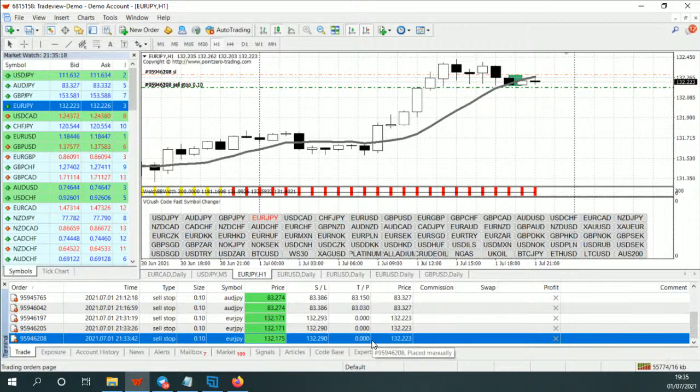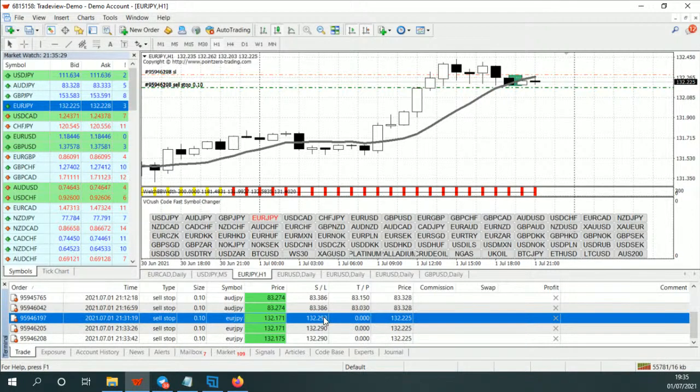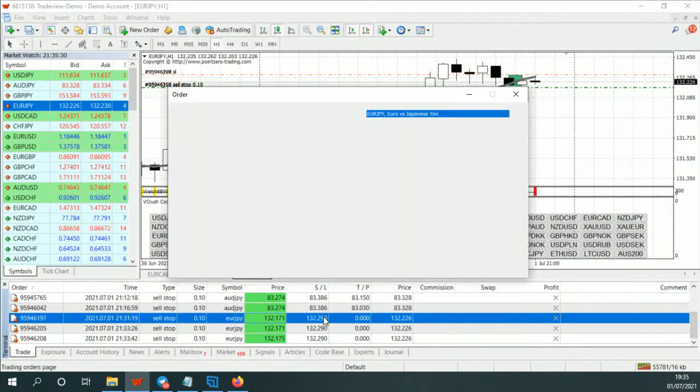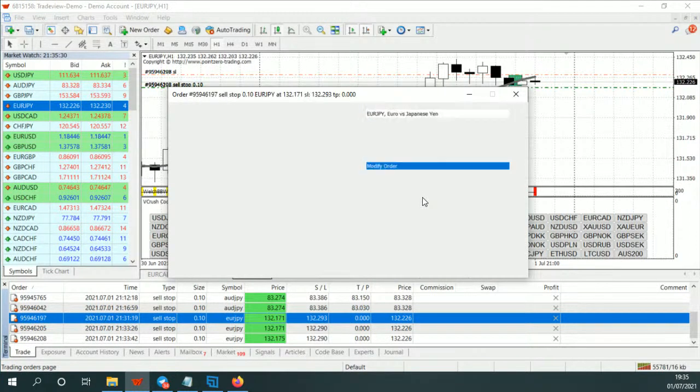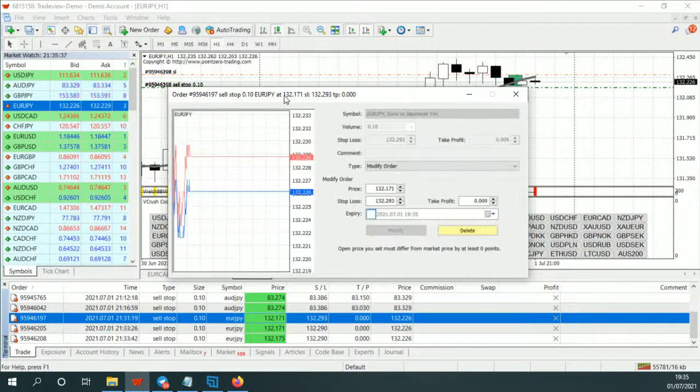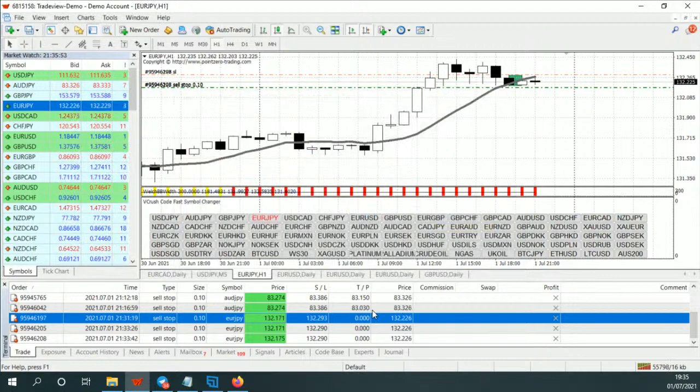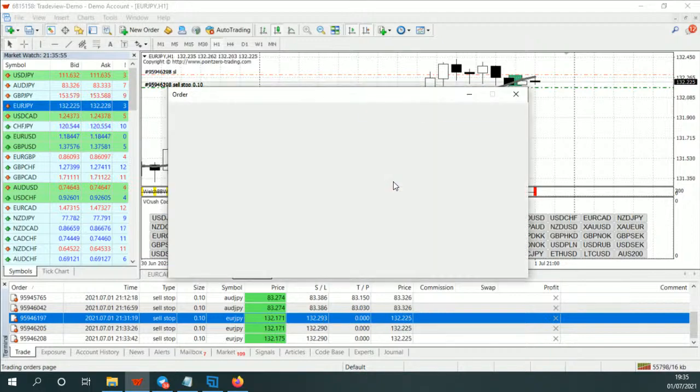Now we have to set different take profit targets. You know that the stop loss we say is 10 pips. So the first trade, the take profit target will be 10 pips. Let's set it. We know we enter at 132.17, so it will be 132.07. Oh sorry, we're not doing stop loss, we are doing take profit.